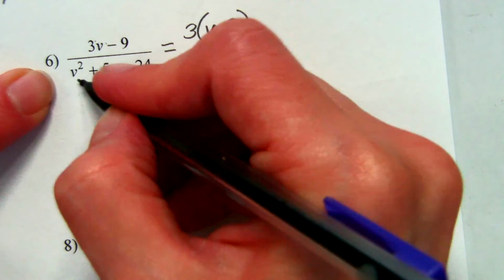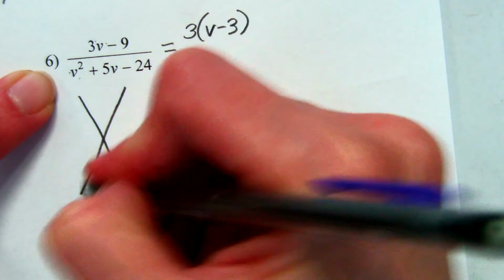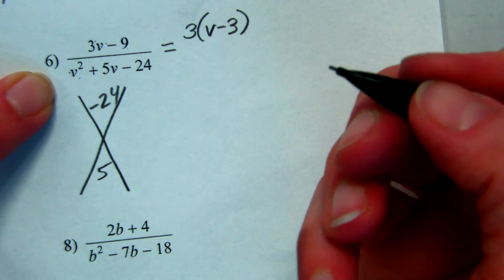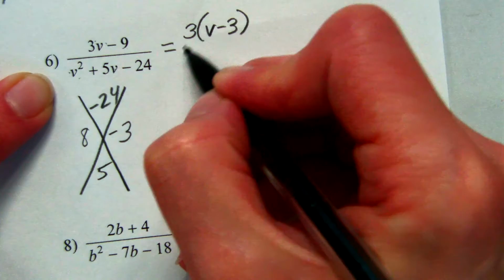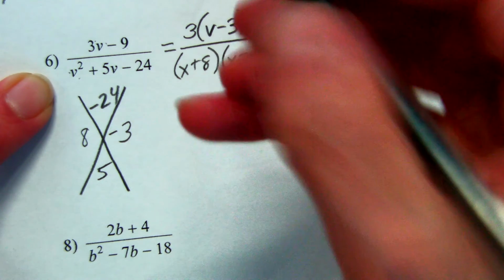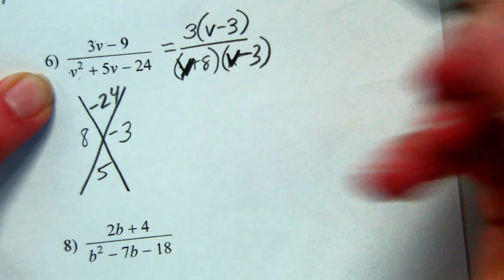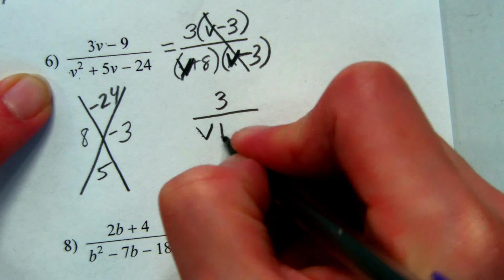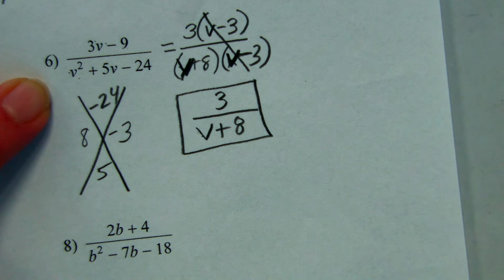The bottom is the quadratic trinomial with a leading coefficient of 1. So that's where we use the x method. We're looking for numbers that multiply to make negative 24 that add up to 5. So that would be 8 and negative 3. So I'd have v plus 8 and v minus 3. And so the v minus 3's cancel, and you'll just have 3 on the top and v plus 8 on the bottom. Okay. And we can take the parentheses off.